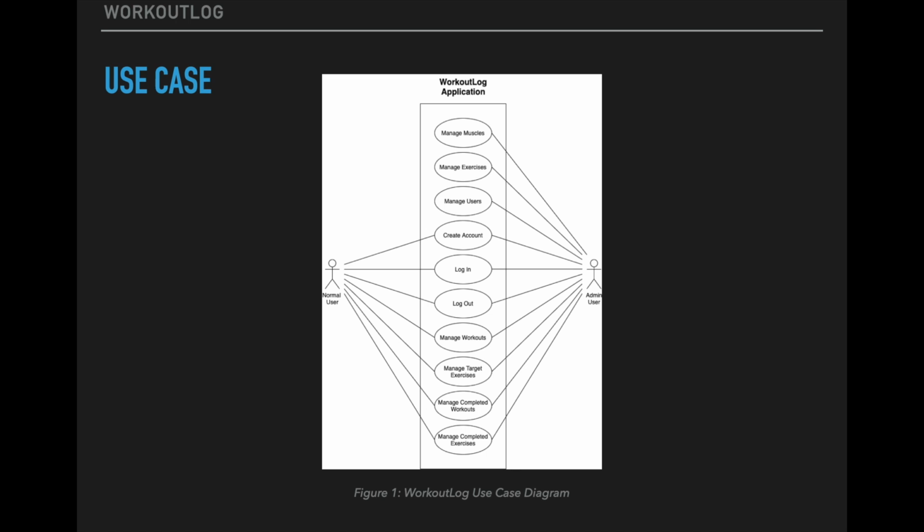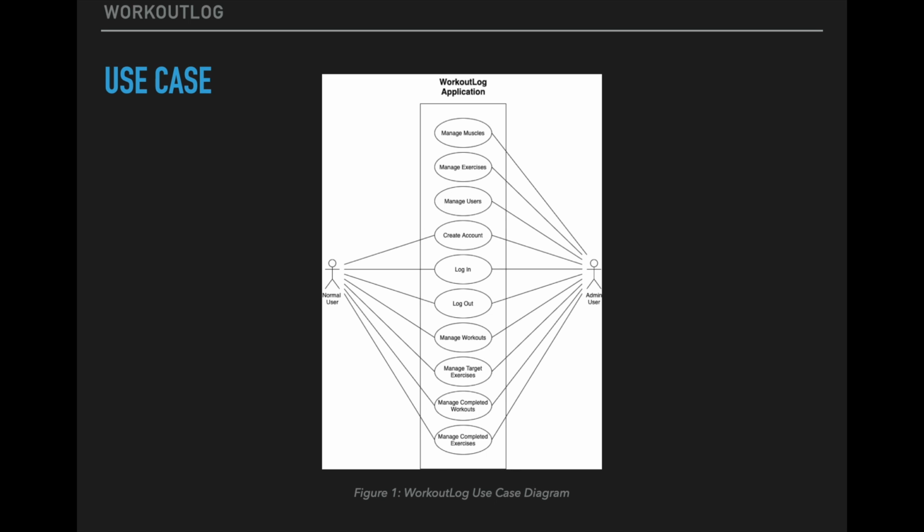So here's the high-level use case for the system, and as you can see, there are two main users, a normal user and an admin user. The normal user can create an account, and then after they create an account, they can log in and log out. When they're logged in, they can manage their personal workouts, and the workouts have target exercises associated with them. And then after they create some personal workouts for themselves, they can use those workouts as templates for completed workouts. Similarly, the completed workouts have completed exercises associated with them.